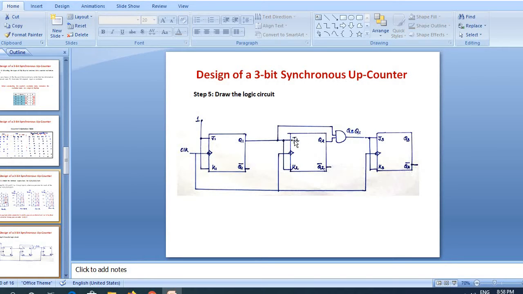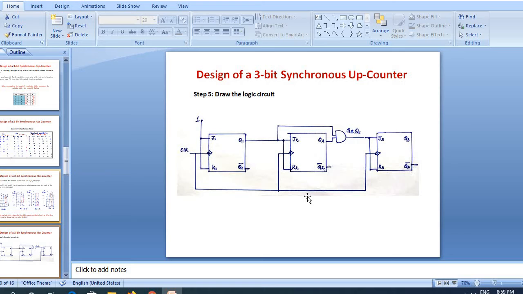Now you know that J2 and K2 are equal to Q1. So you bring a connection from Q1 to J2 and to K2. Now Q1 into Q2 will be through an AND gate. You take Q2 Q1 and provide it to J3 as well as K3. This is how you draw the logic diagram. And please don't forget to draw the clock parallelly to all the flip-flops. So this is how you draw the logic circuit.